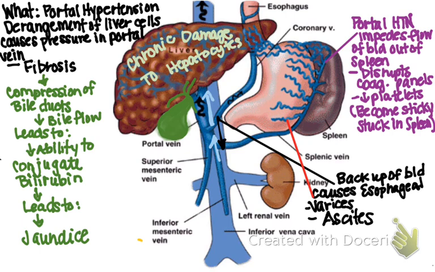So your portal hypertension impedes the blood flow of the spleen. It disrupts the coagulation panels and decreases platelets. Platelets become sticky, and they kind of get stuck in there. Does everybody have that?